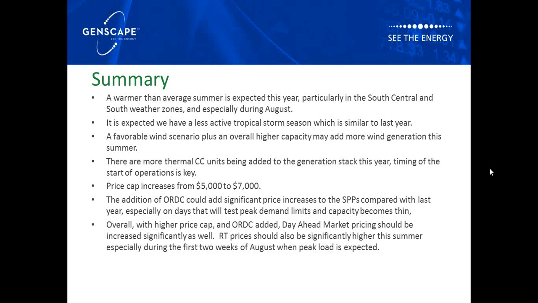And the timing of the start of these operations is key. The price cap increase from $5,000 to $7,000, and the addition of ORDC could add significant price increases to the SPPs compared with last year, especially on days that will test peak demand limits and capacity becomes thin. Overall, with the higher price cap and ORDC adder, day-ahead market pricing should increase significantly as well. And real-time prices should be significantly higher this summer, especially during the first few weeks of August when peak load is expected.